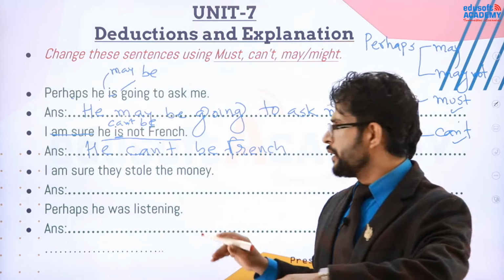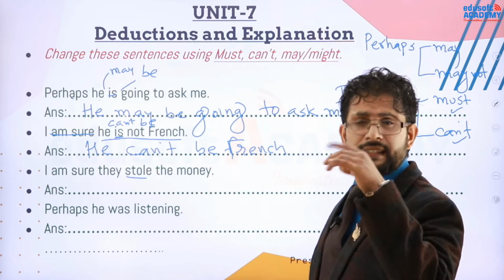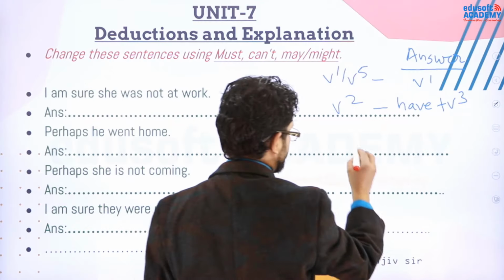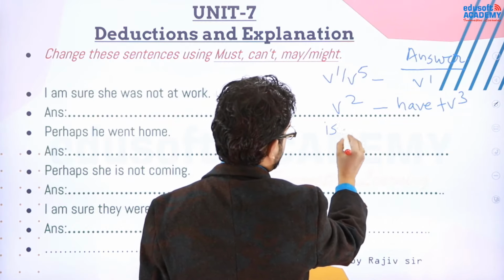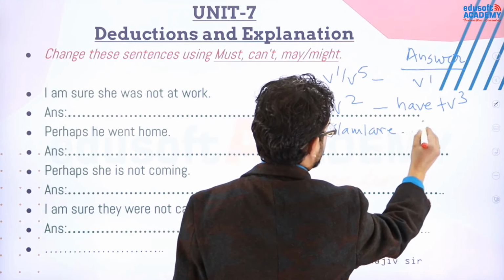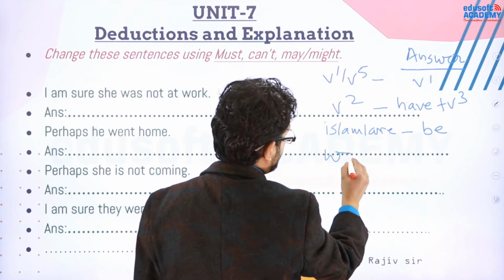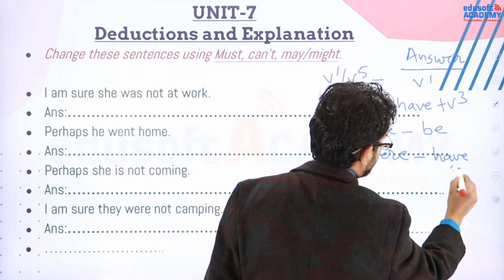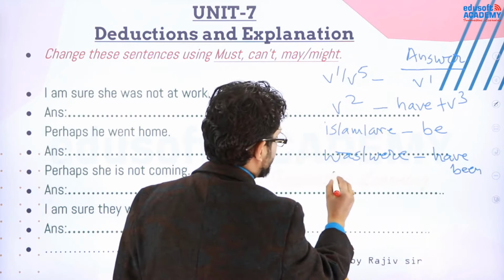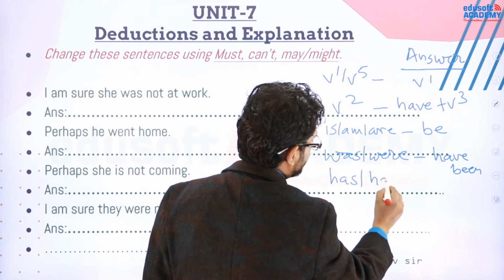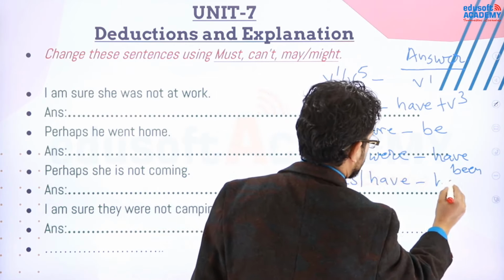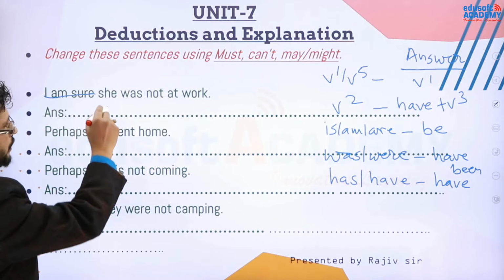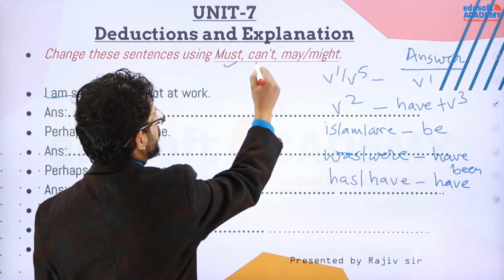In a similar way, I am sure they stole the money. Stealing is a bad act, but it is a positive sentence. So positive: must plus have plus verb 3. If there is the presence of is, am, are, you're going to write be. If there is was, were, you're going to write have been. And if there is the presence of has, have, then you are going to write only have. So look at here. I'm sure you don't write. As I'm sure is there, you are going to go with must or can't.